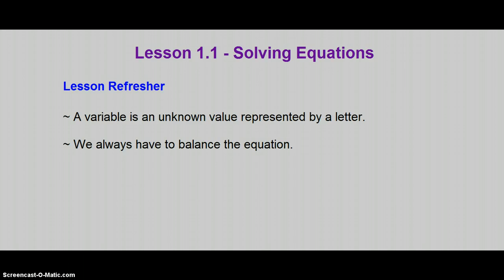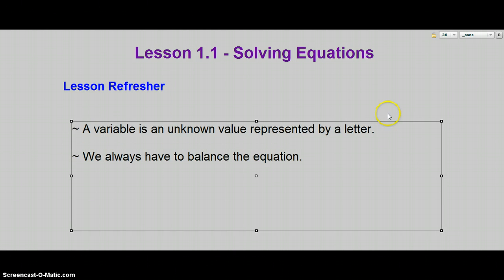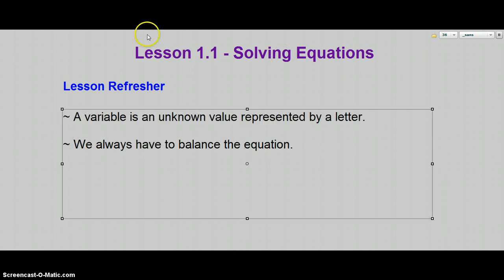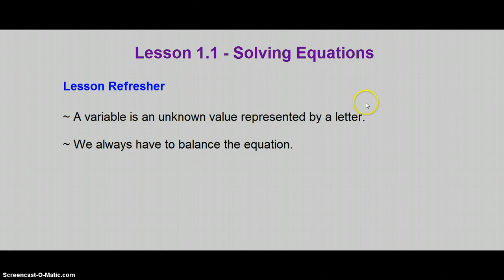Now, any letter can be a variable, but the most common variables that we are going to see are going to be x and y. Also, we need to remember that we're always balancing the equation. Another way of saying this is what we do to one side, we have to do to the other side. And let's look at a couple examples of that.